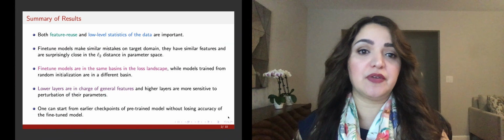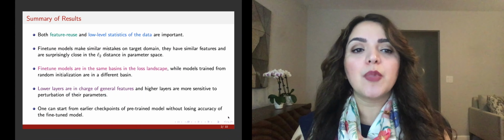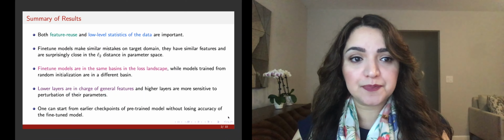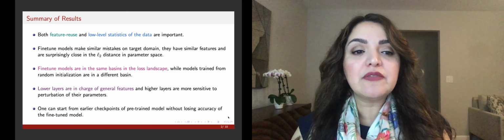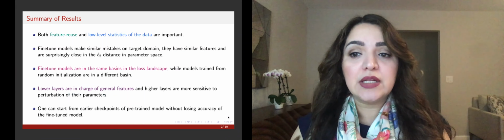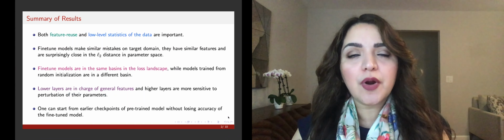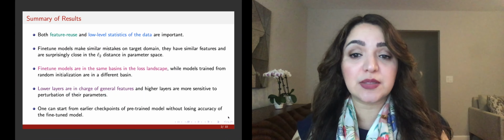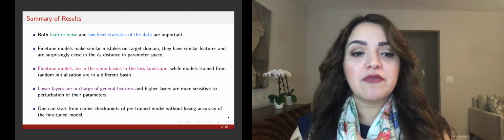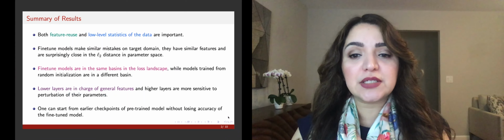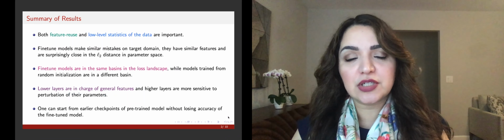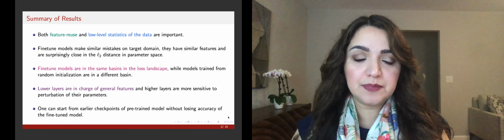Here is a summary of our results. First, both feature reuse and low-level statistics of the data are important. We see that fine-tuned models make similar mistakes on target domain. They have similar features and they're surprisingly close in L2 distance in parameter space. Interestingly, we show that fine-tuned models are in the same basins in the loss landscape, while models trained from random initialization are in a different basin.